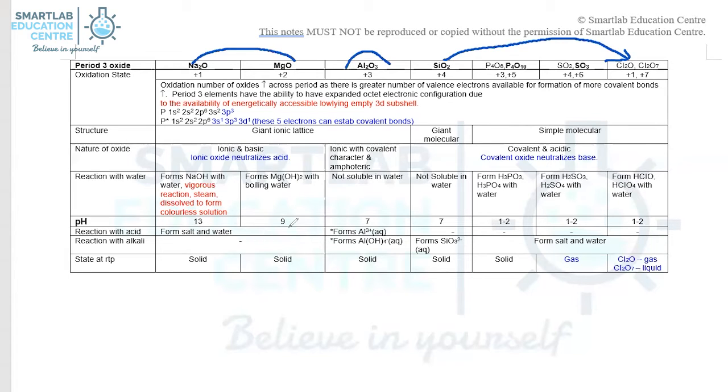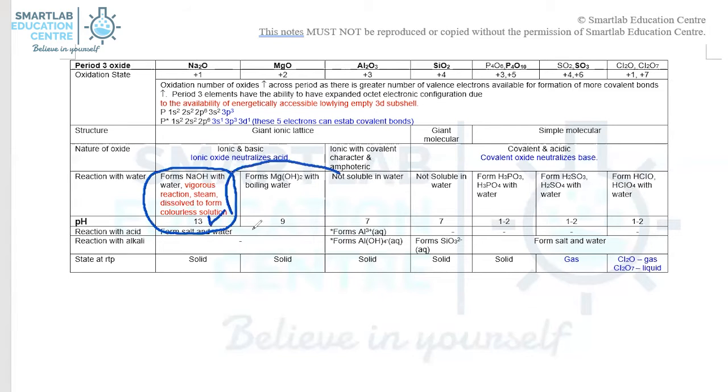Reaction with water. In the reaction with water, later we'll take a look at the equations. Let me take you through the observations first. Reaction with water, sodium oxide dissolves very well with water to produce sodium hydroxide, and that is a strong alkaline, so pH is around 13. Magnesium oxide dissolves poorly with cold water, and the pH is approximately 9, though it dissolves pretty well when the water is hot. Aluminum oxide does not dissolve in water, pH 7.